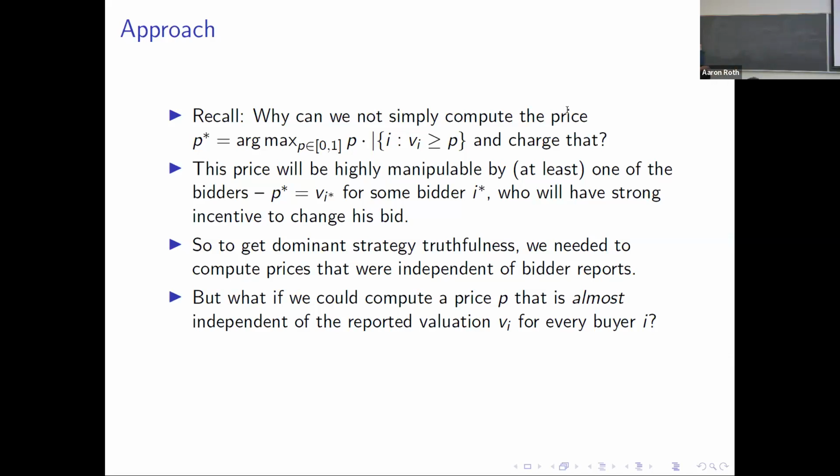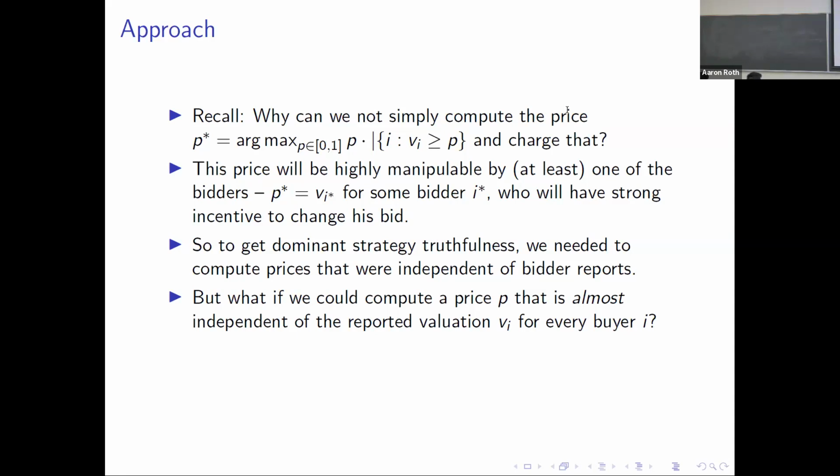When we compute exactly this quantity, the best fixed price in hindsight, what did we notice? We noticed that the best fixed price in hindsight was equal to the bid of some particular bidder. So in some sense, the price we compute is independent of the bids of most of the bidders, and it is exactly equal to the bid of one of the bidders. So there's at least one person who has a very strong ability to manipulate the price, and a bunch of people who probably don't have much ability to manipulate the price.